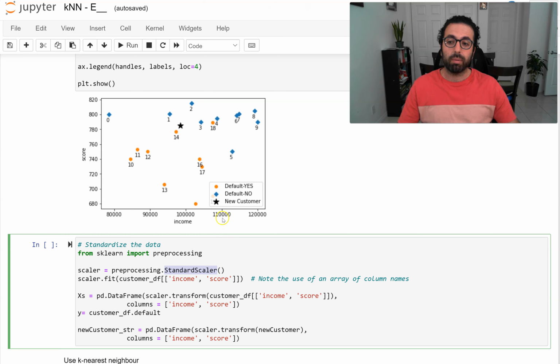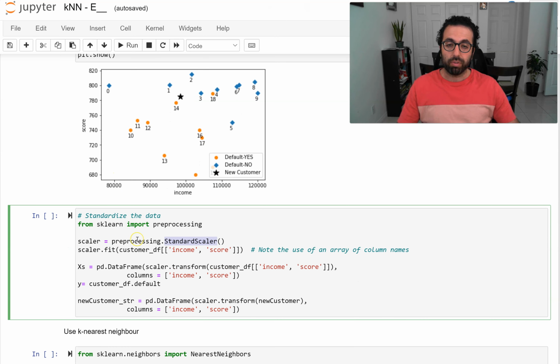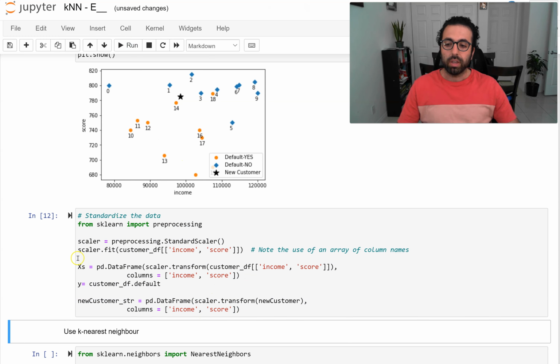And since the income has a larger unit than the score, we need to make sure that our data is standardized before applying it to our algorithm. So we do the standardization. We don't forget that we need to do the standardization both for the training data and the new customer. So that's what we've done here. So once we do this, now our data is prepared.